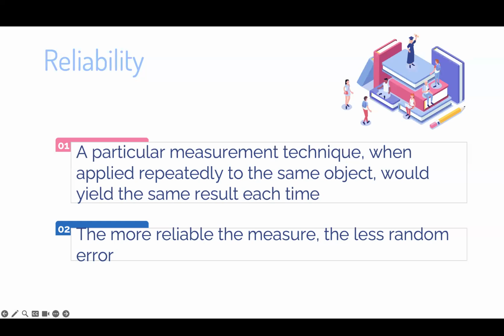So reliability is the consistency of a measurement. It is a matter of whether a particular technique or instrument, if applied repeatedly, would give me the same result over time. Reliability has to do with the amount of random error in a measurement. The more reliable the measurement, the less random error it has.